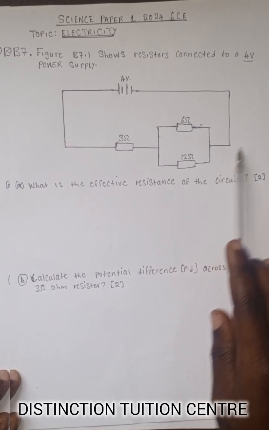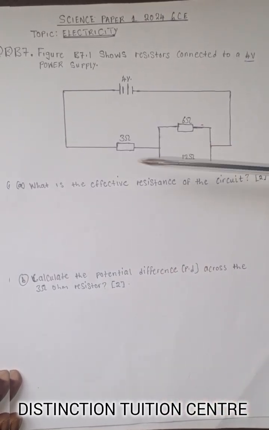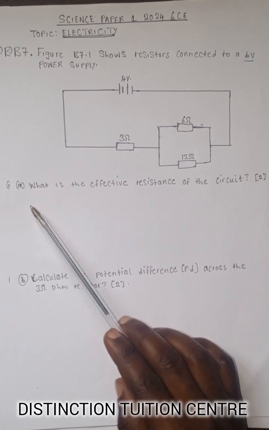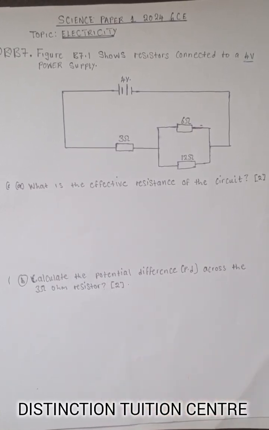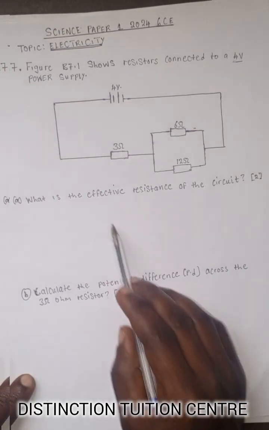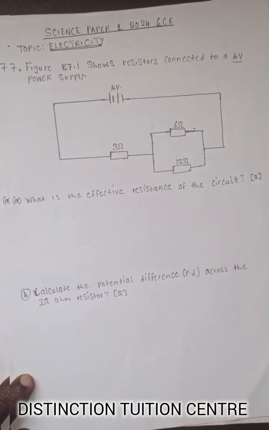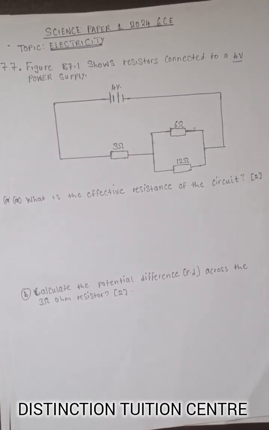And then we have been given 3 resistors. This is a 6 ohm resistor, 12 and 3 there. The first question says: what is the effective resistance of the circuit? When you look at the term effective resistance, we are basically talking about the total resistance.